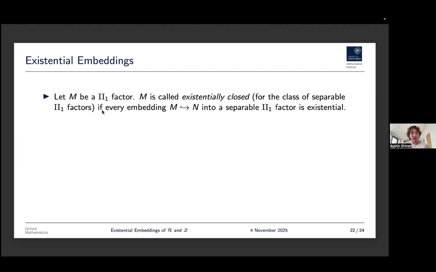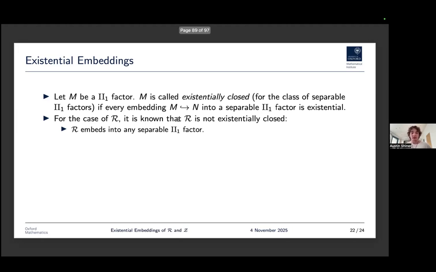One more definition that we'll need, one very natural one, is that if M is a II_1 factor, we call M existentially closed for the class of separable II_1 factors if every embedding of M into a separable II_1 factor is existential. Now, whenever we have a property of II_1 factors, we should ask, does R satisfy this or not? It's probably the simplest case to ask. In this case, it is known that R is not existentially closed. And the proof is really cool and really short.